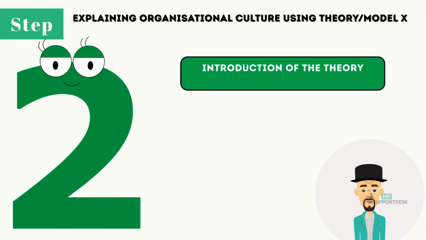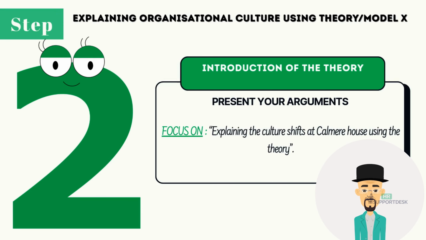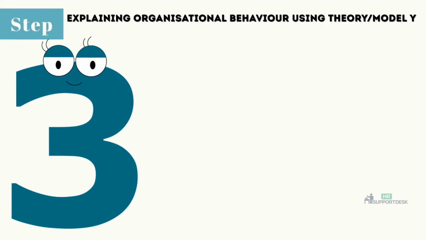Start with a brief explanation of the theory. As explained previously in the video, using an image highlighting components of the theory can help you save on word count. After the introduction, you may proceed to present your arguments. In a paragraph or two, present your arguments. Remember to ensure that your arguments focus on explaining the culture shifts at Calmere House using the theory and not explaining the theory using examples from the case study. Once confident with the answer you presented, proceed to the next subtopic.